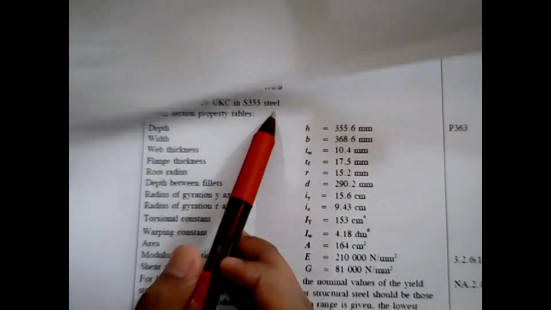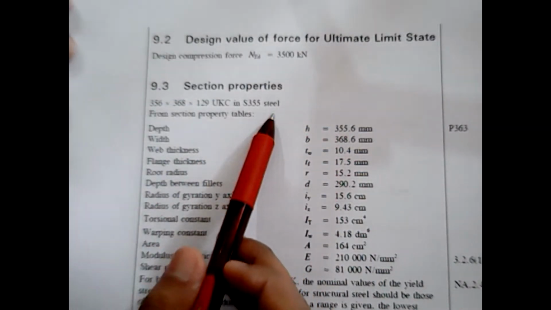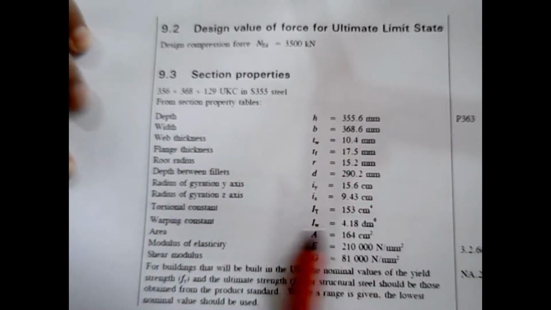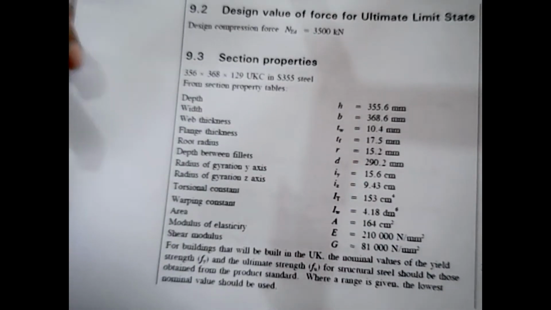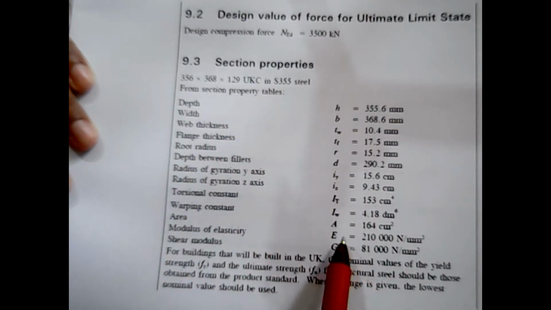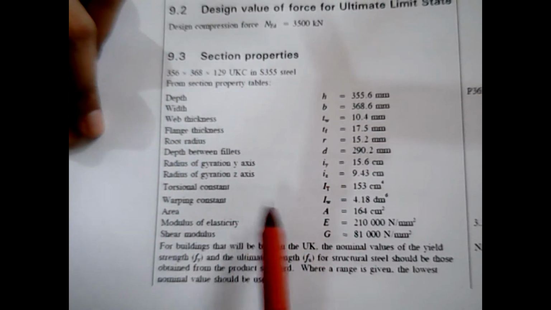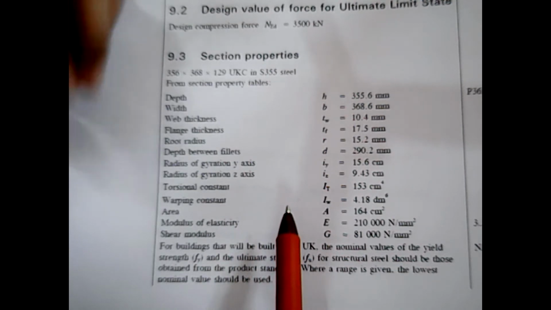For this column, you can get all these sectional properties by referring to your UB, UC sectional dimensional properties books. You can also get the E and G values from the Eurocode itself. So basically this is all about the properties of the column.